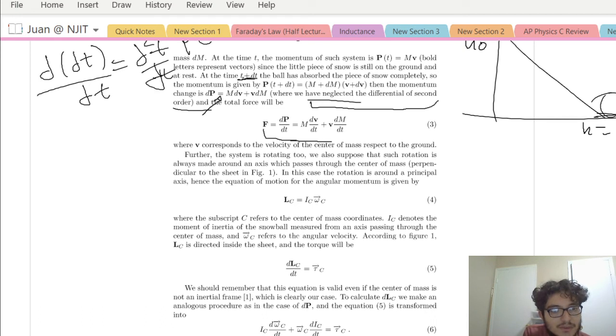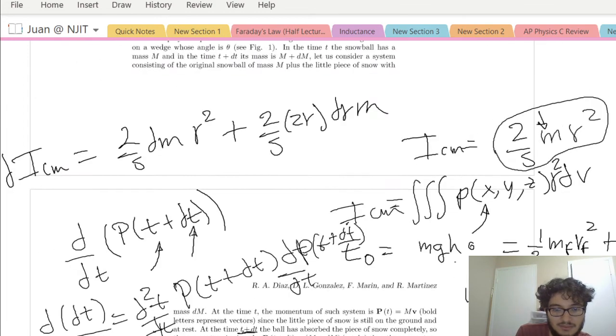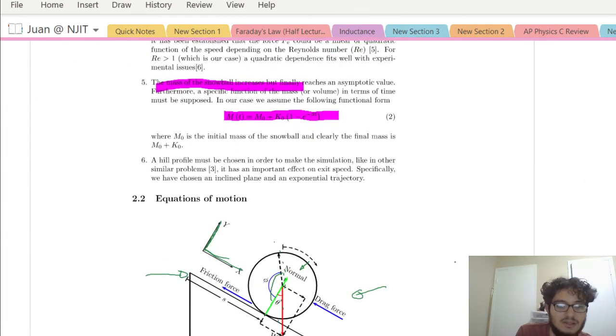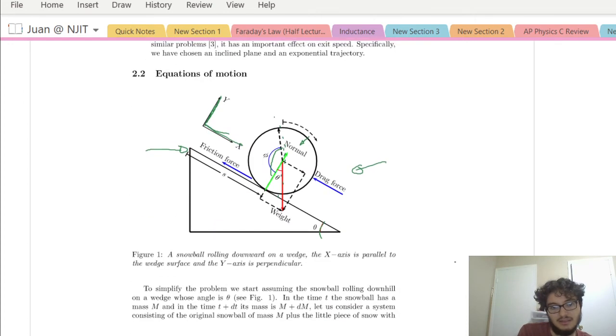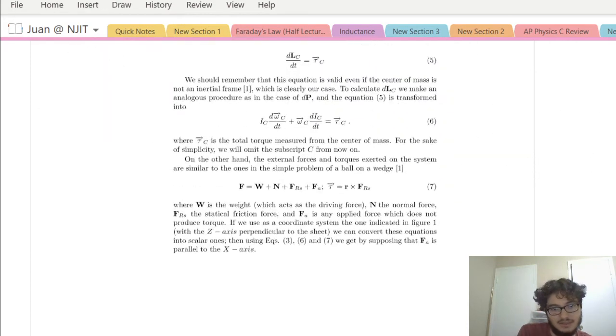So then, of course, the moment of inertia will be with respect to an axis that passes through the center of mass, perpendicular to the sheet. So I guess perpendicular to basically the incline in figure 1. Oh, okay, perpendicular to the sheet. So basically going across but not touching the incline, and crossing the center of mass.